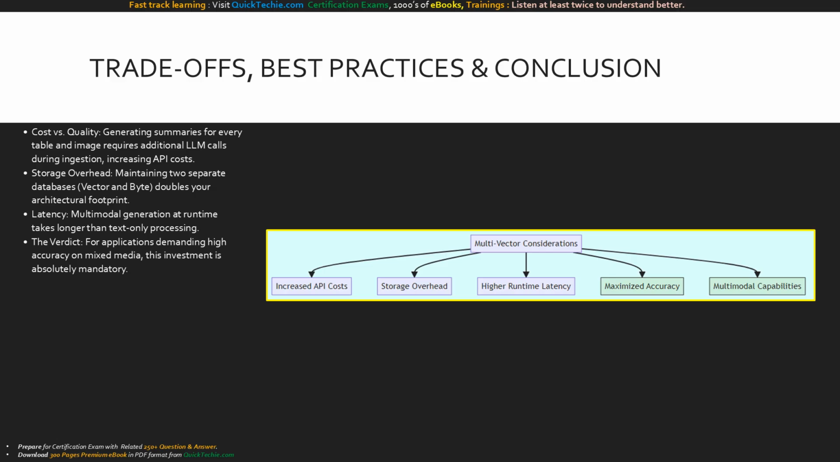Our final mind map summarizes the strategic considerations. Branching from the center, we have the challenges on the top: increased API costs, storage overhead, and higher runtime latency. But look at the bottom nodes, highlighted in green: maximized accuracy and breakthrough multimodal capabilities. The benefits at the bottom far outweigh the infrastructural costs at the top when building robust AI systems.